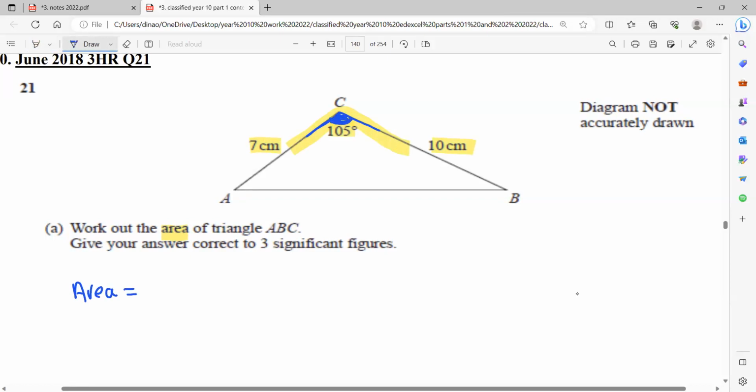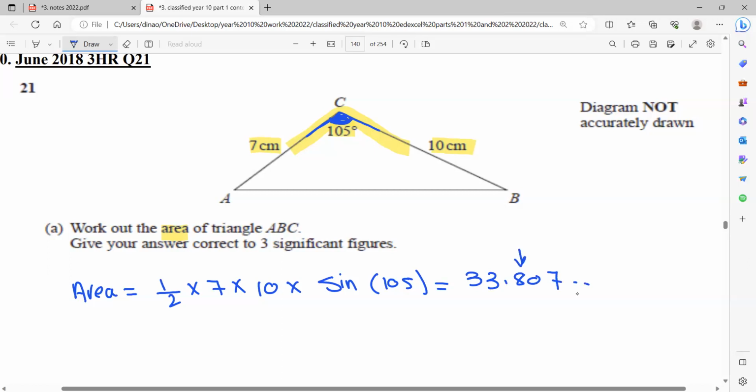Of course you have to write the working out. Half times the first side times the second side times sine the angle at the intersection, or the angle in between. And then you just apply it on the calculator. Half times 7 times 10 times sine 105. I'll write the answer before rounding, which is 33.807, whatever. It says three significant figures. The third significant figure is the 8. So the answer is 33.8. So this is a basic example.